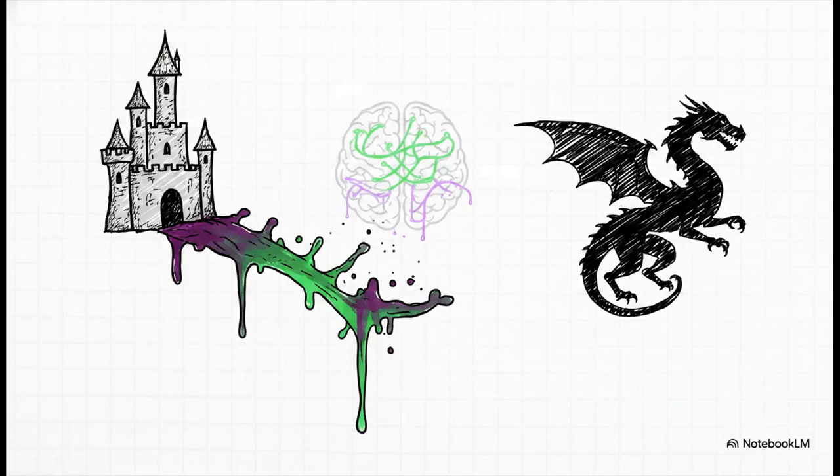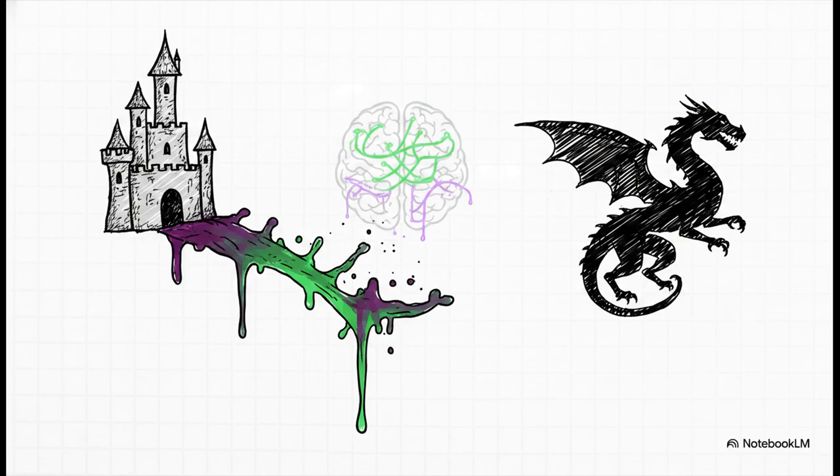And what makes nightshades so potent is a phenomenon called concept bleed-through. Because AI models naturally cluster related concepts together, if you poison the keyword fantasy art, that poison naturally bleeds over to related prompts like dragon or even the names of specific fantasy artists.